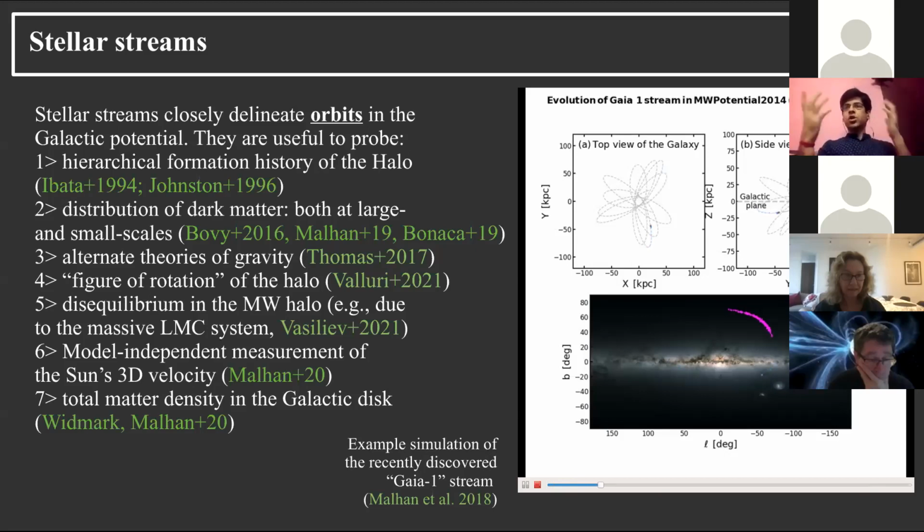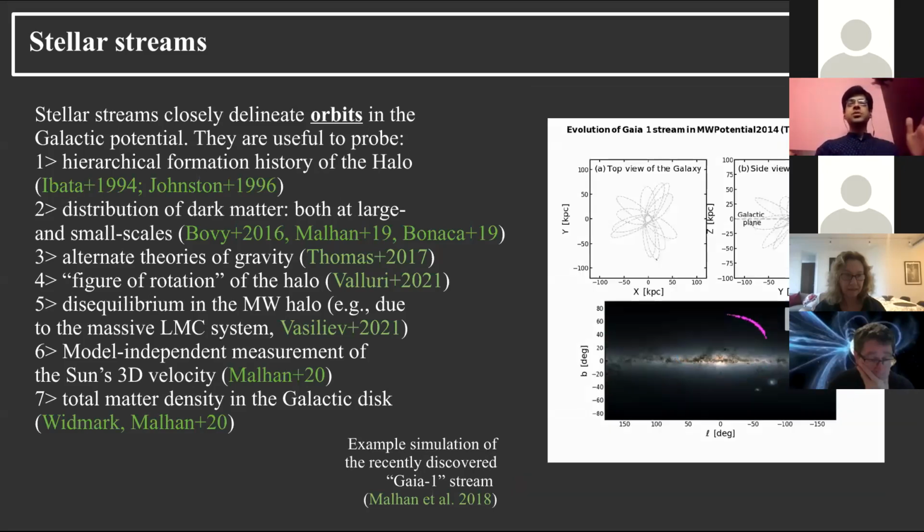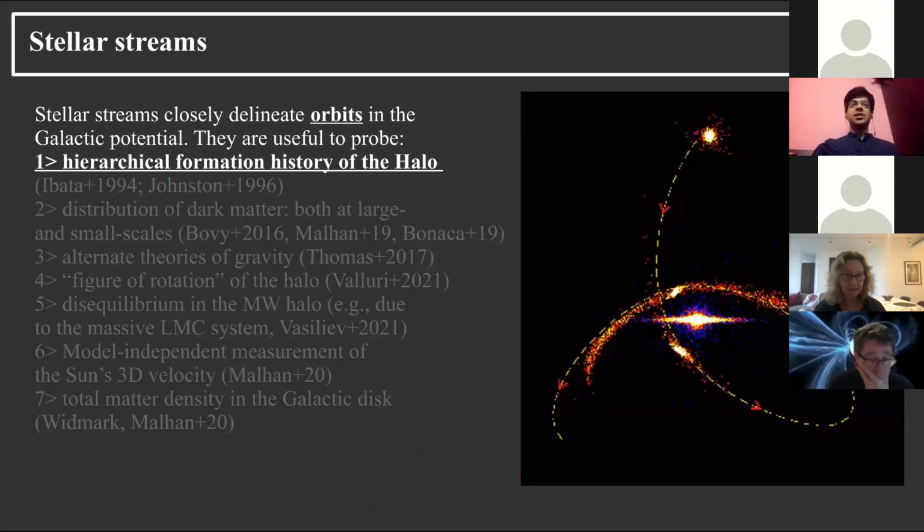And it is precisely this orbital information that stellar streams provide that makes them very powerful probes of the hierarchical formation of the halos, of the distribution of dark matter, and of alternate theories of gravity, because this orbital information also contains information about gravity. By alternate theories of gravity, of course, I mean MOND and other theories of gravity, the figure rotation of the halo, and many more uses of the streams that you can see here. But of course, I don't want to digress. The focus of this talk will be to understand how stellar streams serve as a really nice probe of the hierarchical formation history of the halo.